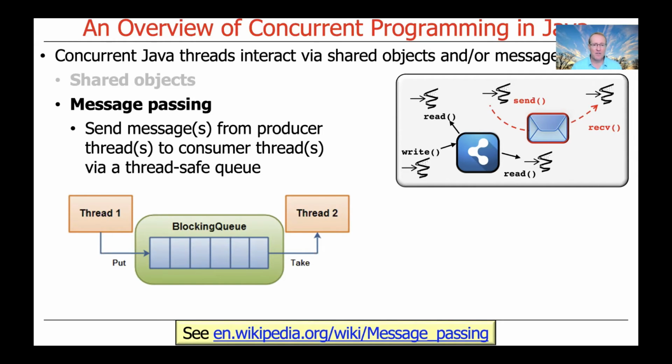And so that thread-safe queue has certain properties, like if the queue is empty and you try to get something from it, you can block until there's something in it. Likewise, if you try to put something in the queue and the queue is full, you can block until someone takes a message out of it, and so on and so forth.